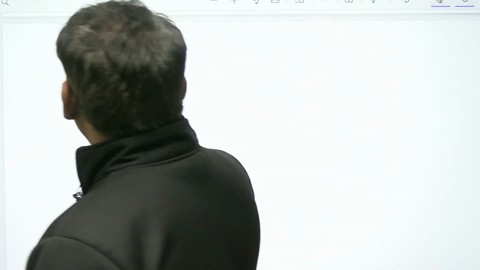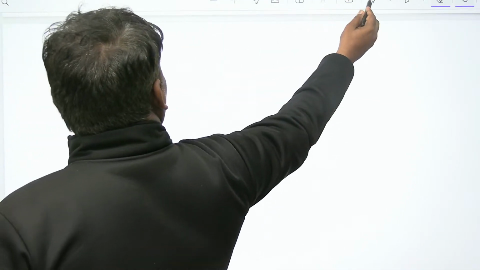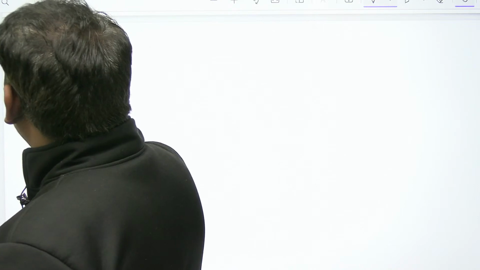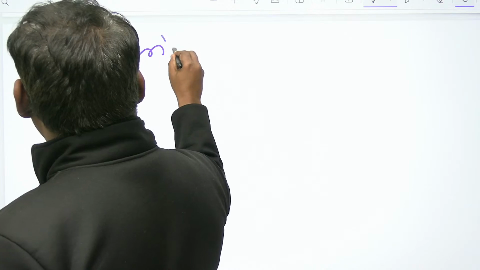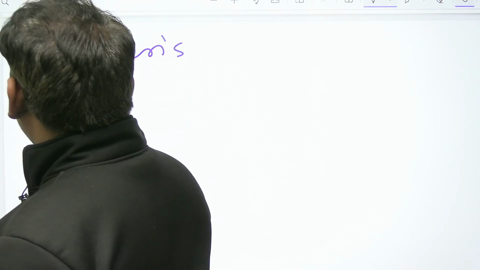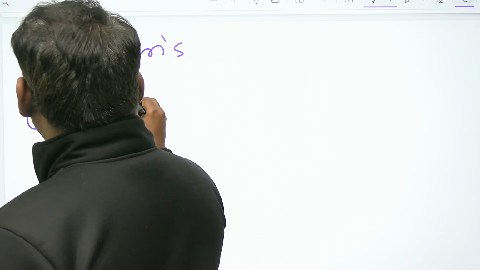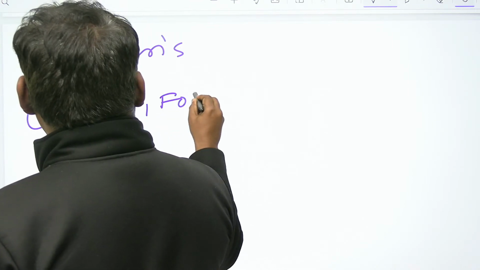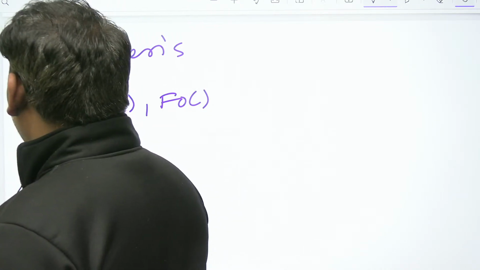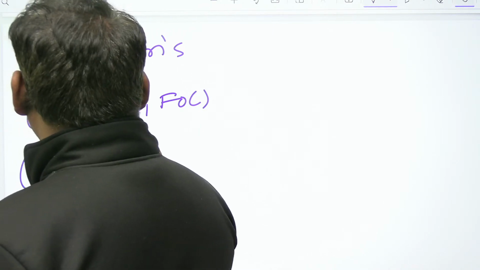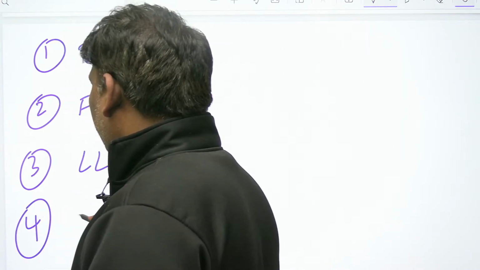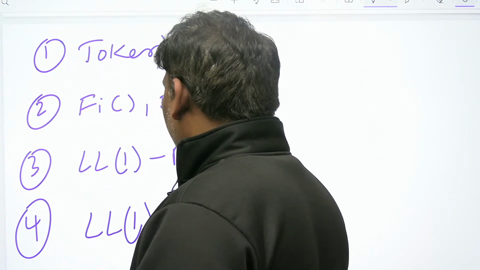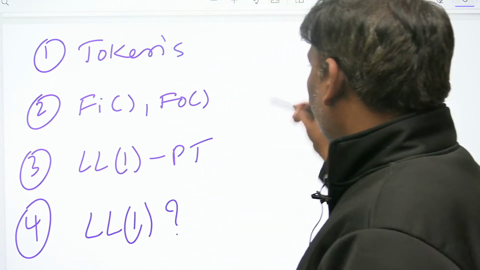The expected areas in compiler. First one, tokens finding. Second one, first and follow. Third, LL1 table construction. Fourth, checking given grammar LL1 or not.